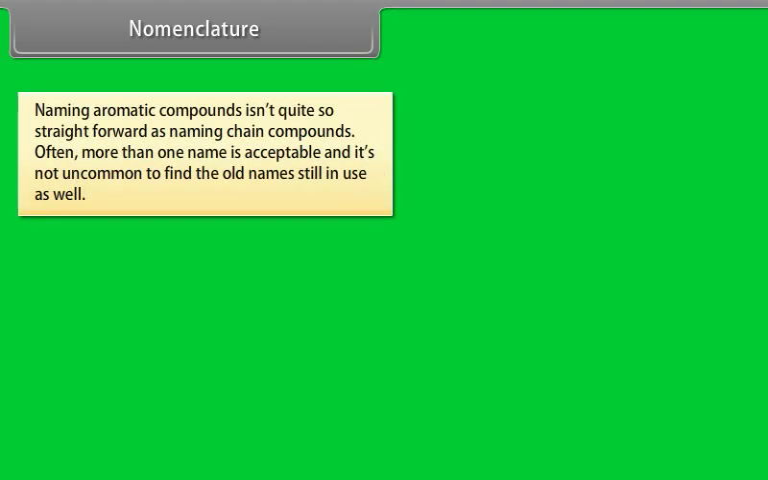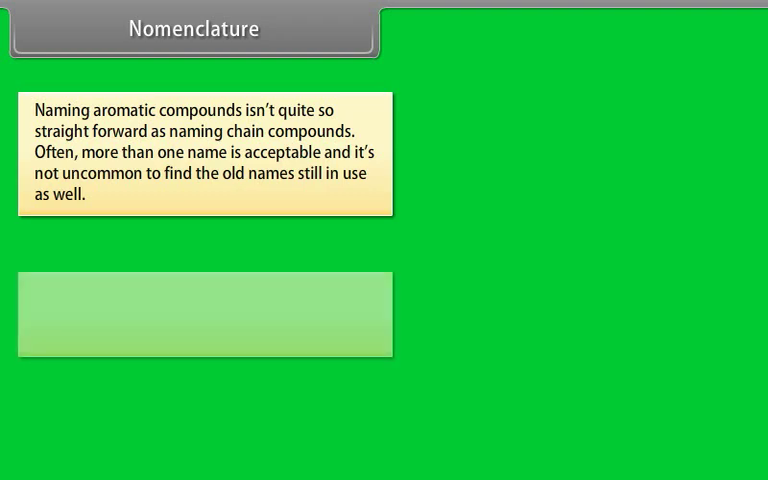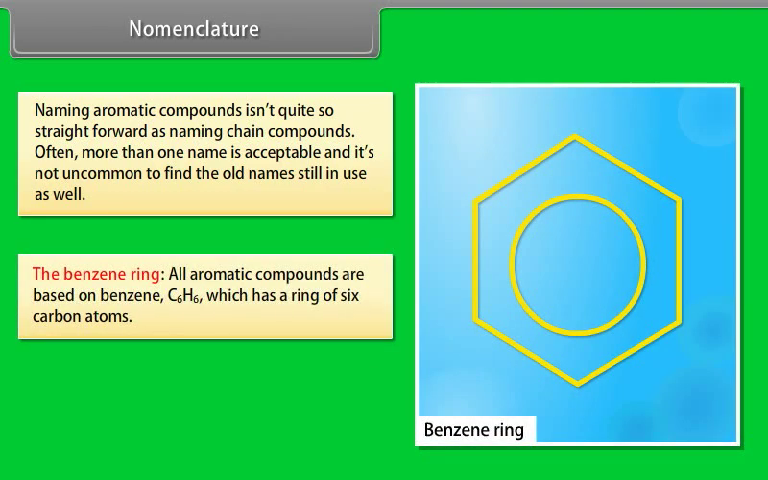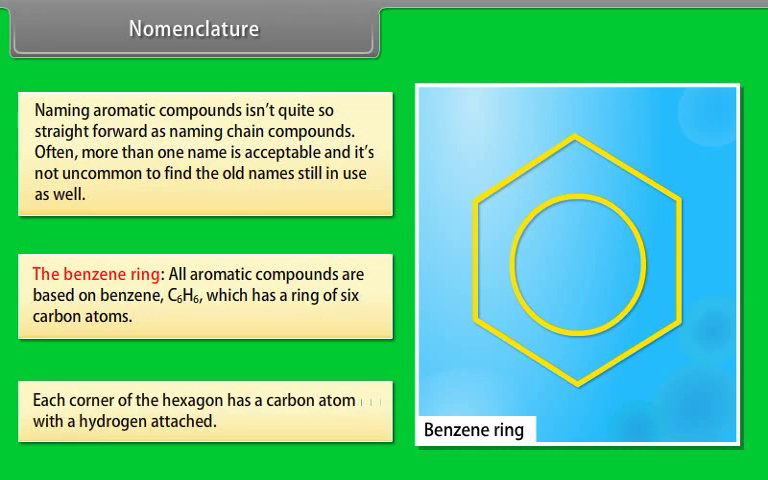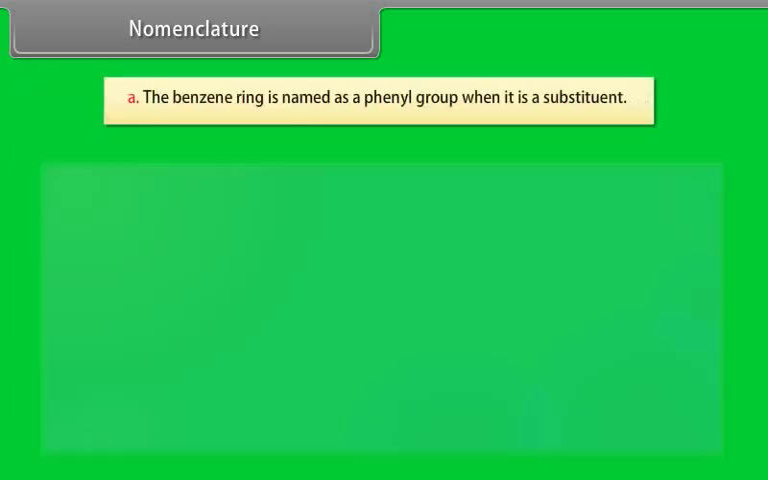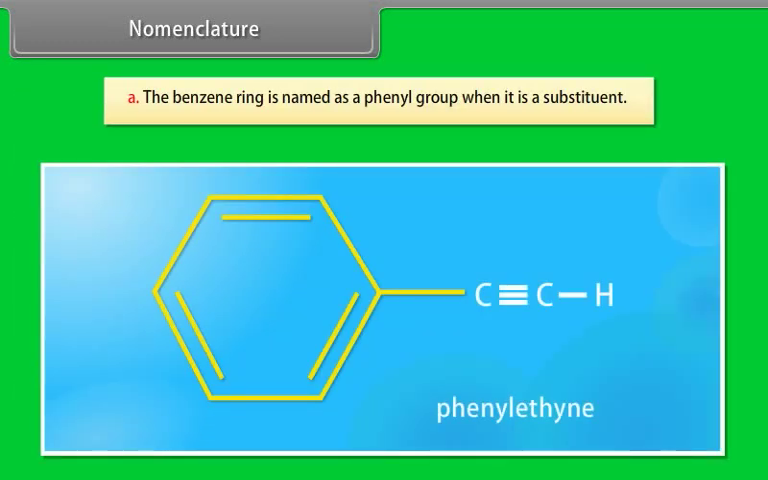Nomenclature. Naming aromatic compounds isn't quite so straightforward as naming chain compounds. Often more than one name is acceptable, and it's not uncommon to find the old names still in use as well. The benzene ring. All aromatic compounds are based on benzene, C6H6, which has a ring of 6 carbon atoms and has this symbol. Each corner of the hexagon has a carbon atom with a hydrogen attached. A. The benzene ring is named as a phenyl group when it is a substituent.